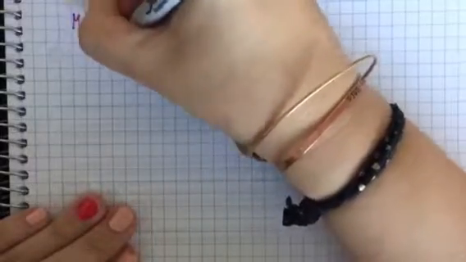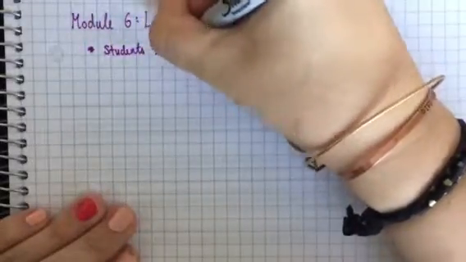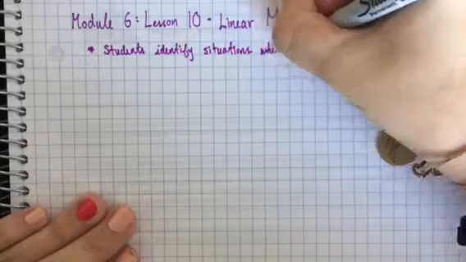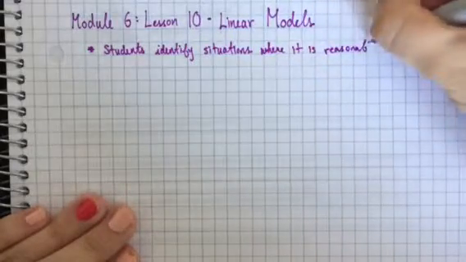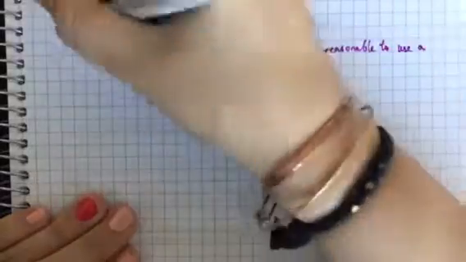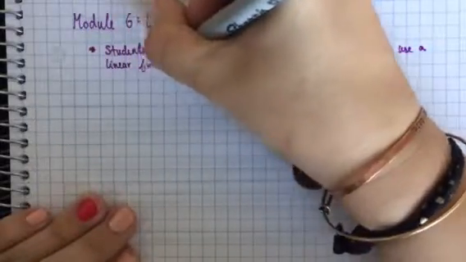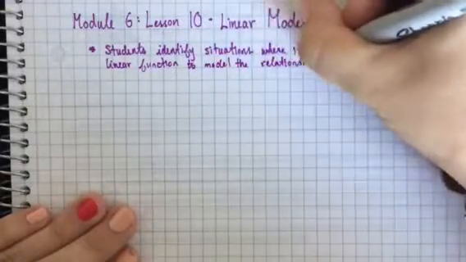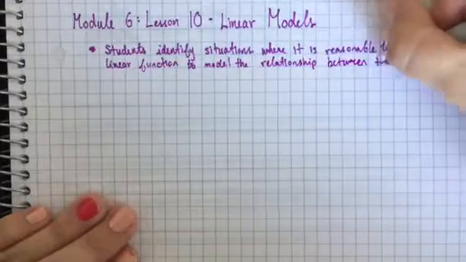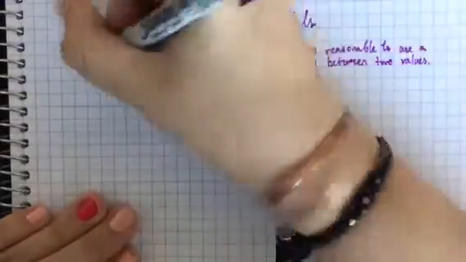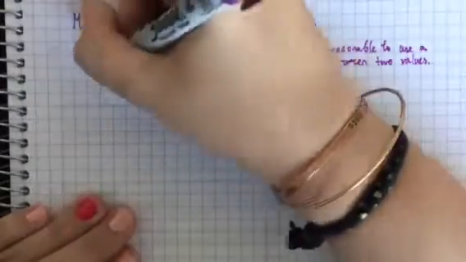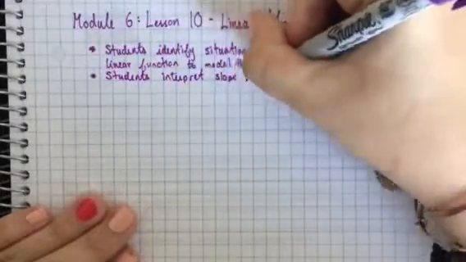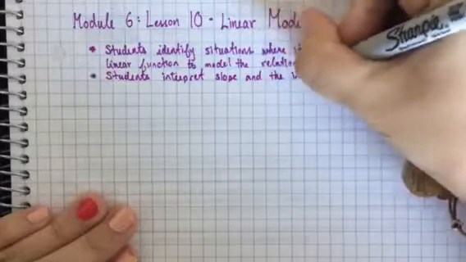So our objectives today are going to be that students identify situations where it is reasonable to use a linear function to model the relationship between two values. And that's our best fit line that we're talking about. It's a linear model. Our second objective says students interpret slope and the initial value in a data context.